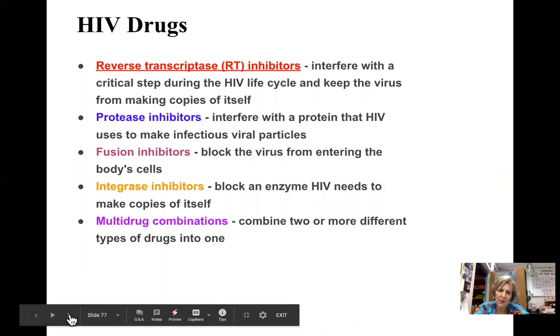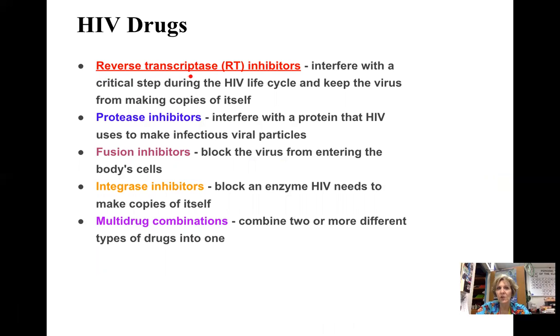So what are the drugs that we have? Well, we have reverse transcriptase inhibitors. Isn't that a great idea? We have drugs that prevent reverse transcriptase from doing its job. So it cannot make DNA from RNA. That's a pretty cool thing.